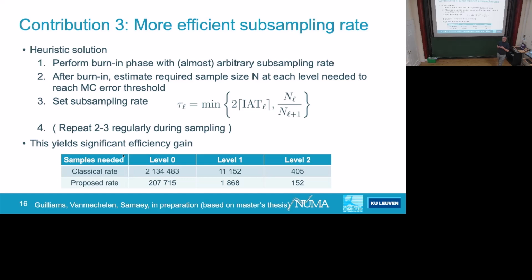If you take a too low subsampling rate, you need to add samples at the coarsest level just to have enough samples at the coarsest level. So this also comes with an extra cost. And you throw away samples in between. So that's how we're going to do this. If you look at that, if you would do the classical rate, these are the numbers of samples that you would need on the first 3 levels. And this is what our proposed rate gives you as number of samples. So it's a factor 10 reduction in computational cost. So it is worthwhile to do this if it's allowed.